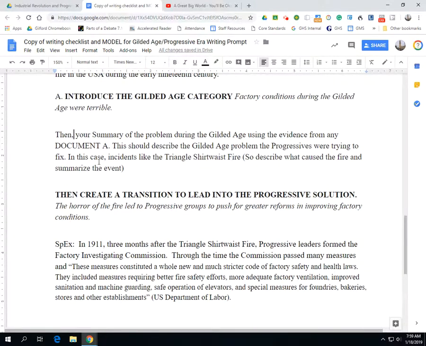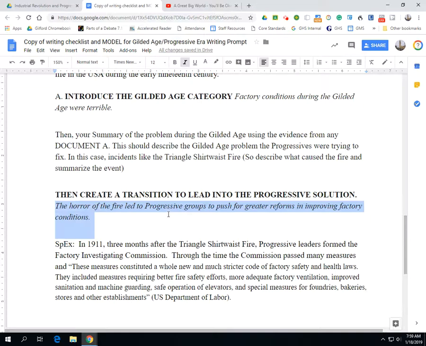Once you finish that, the last part of A is that you need to transition. So for the example that I have, after summarizing the Shirtwaist fire, the horror of the fire led the progressive groups to push for greater reforms in improving factory conditions. Now, you can specify the group, maybe you could specify the person. You could say, like, the horror of child labor impacted Lewis Hine to a point that he needed to tell the world about it.